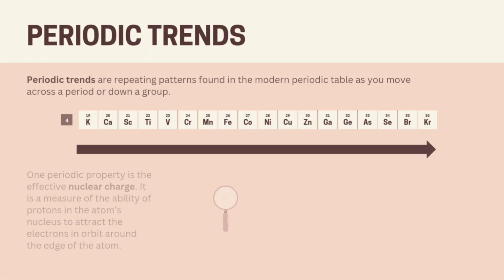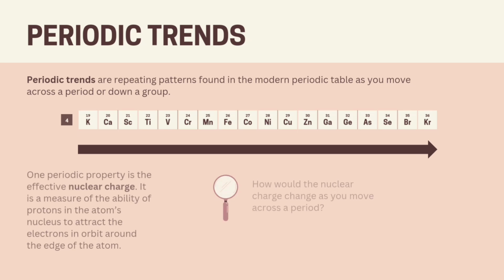Now we will learn about the periodic trends. Periodic trends are repeating patterns found in the modern periodic table as you move across a period or down a group. One periodic property is effective nuclear charge. It is a measure of the ability of protons in the atom's nucleus to attract the electrons in orbit around the edge of an atom.